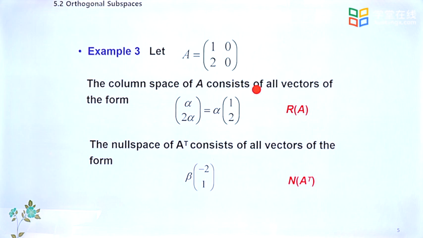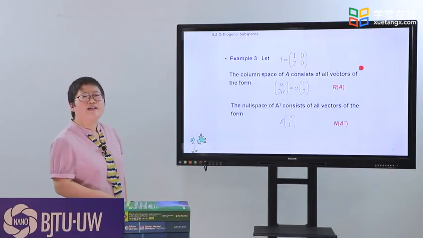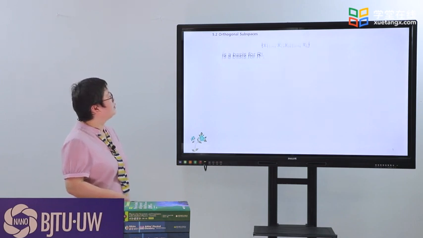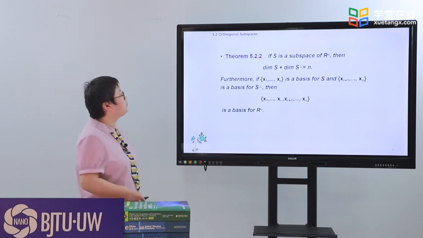And then it's not difficult to check that for any vectors in R(A) and N(A transpose), if you do the scalar product, it's 0, right? Alpha times beta times (1 times minus 2, then plus 2 times 1), so it's 0. So this shows that for this example, we really have this fundamental subspaces theorem. Okay, it holds.